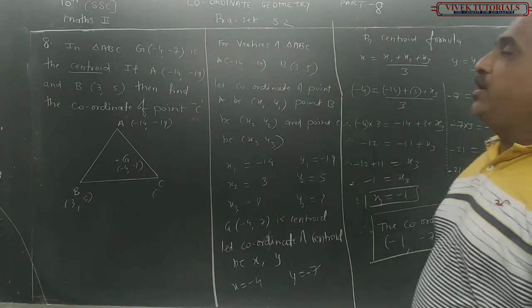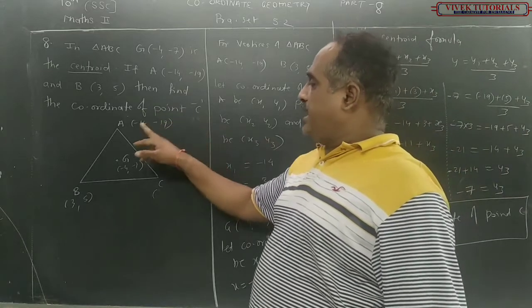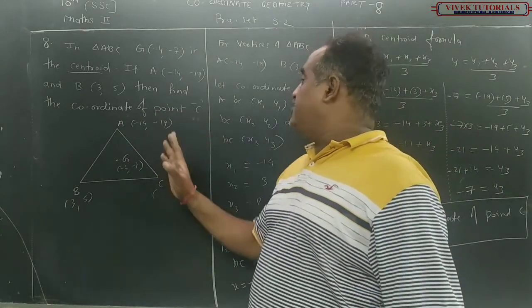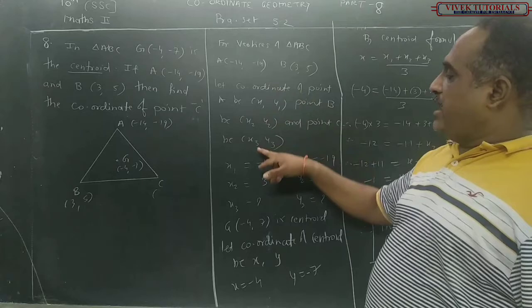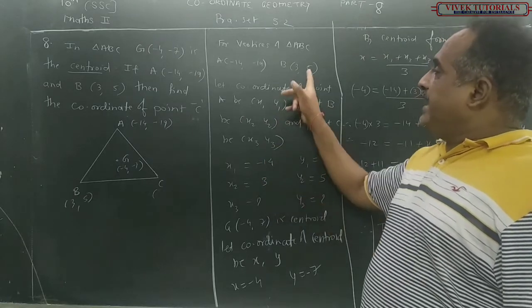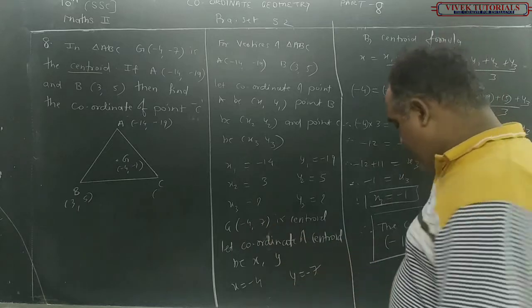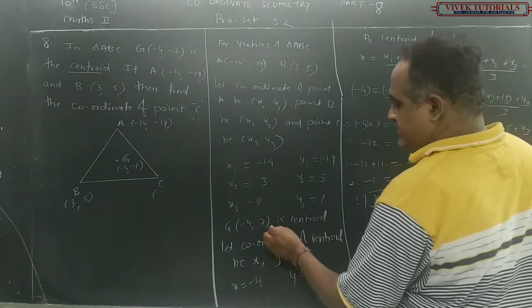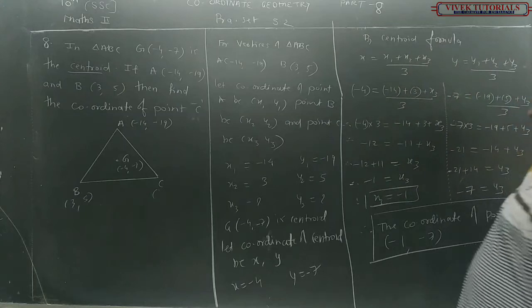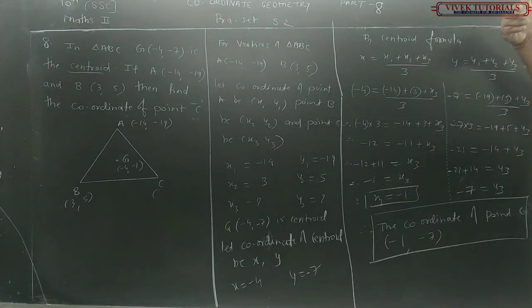What is given to you: find the coordinate of C is asked, A is given, B is given, G is given. So I have taken x1 y1, x2 y2, but x3 y3 is not there. G is given as -4 and -7. So I apply the formula of centroid. Apply the centroid formula with closed eyes. You got -1 and -7. The coordinate of point C is -1 and -7. Please copy it down properly.